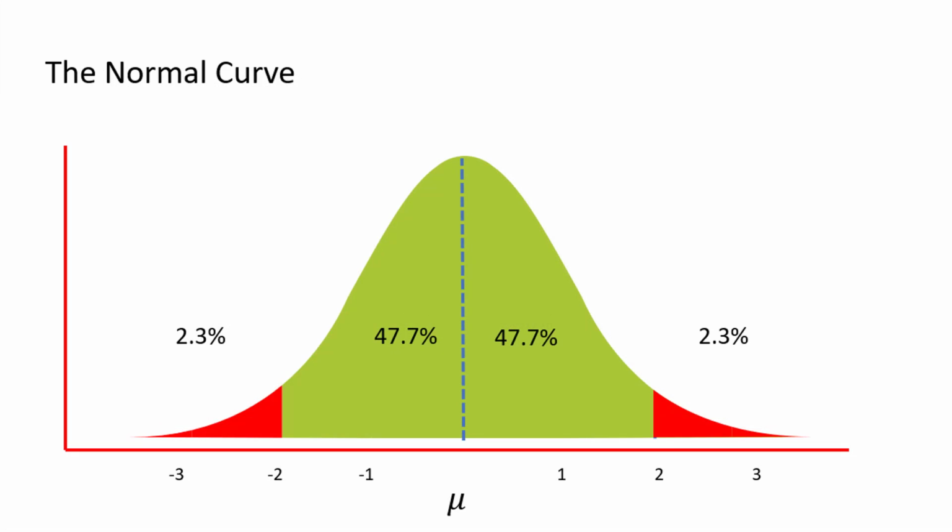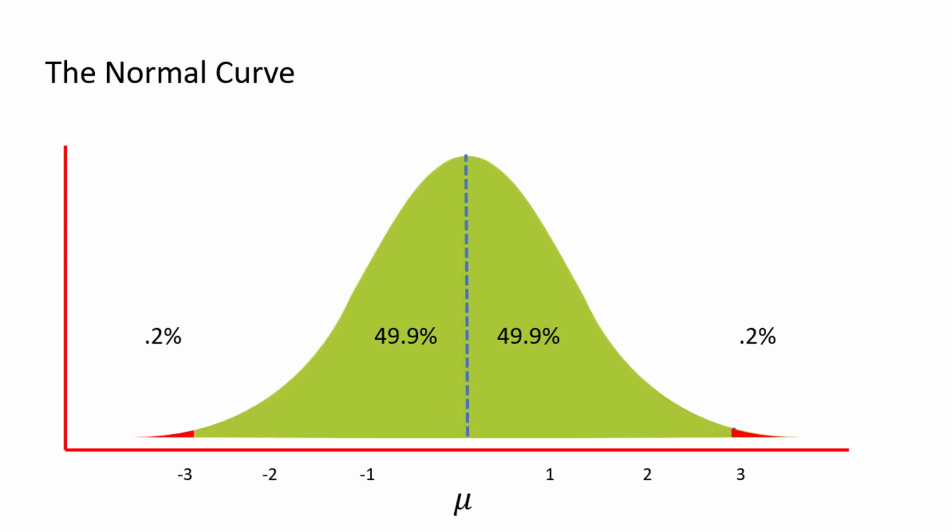We can also show that 47.7% of the scores will fall between the mean and 2 units of standard deviation above or below the mean. This leaves 2.3% in each of the tails beyond 2 standard deviations from the mean. Similarly, it can be shown that 49.9% of scores are within 3 standard deviations of the mean, leaving only a tiny 0.2 of 1% in each of the tails.